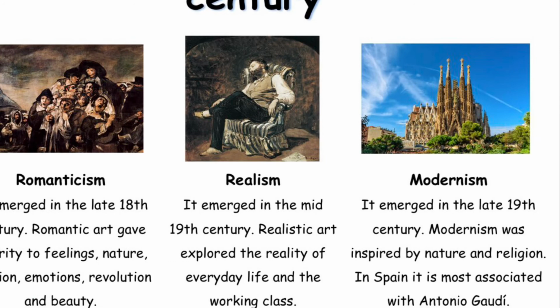Artistic movements in the 19th century. Romanticism. It emerged in the late 18th century. Romantic art gave priority to feelings, nature, religion, emotions, revolution, and beauty. Realism. It emerged in the mid-19th century. Realistic art explored the reality of everyday life and the working class. Modernism. It emerged in the late 19th century. Modernism was inspired by nature and religion. In Spain, it is most associated with Antonio Gaudí.